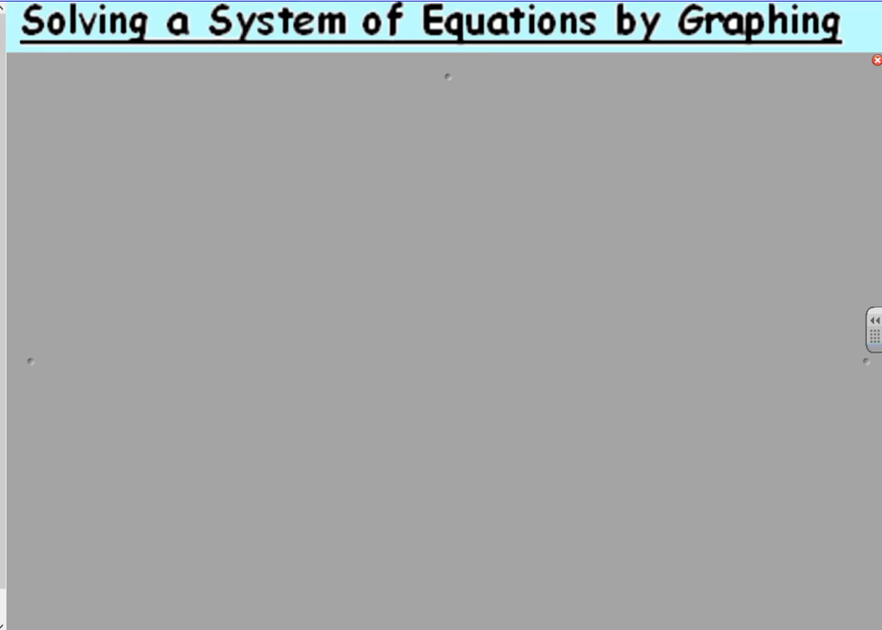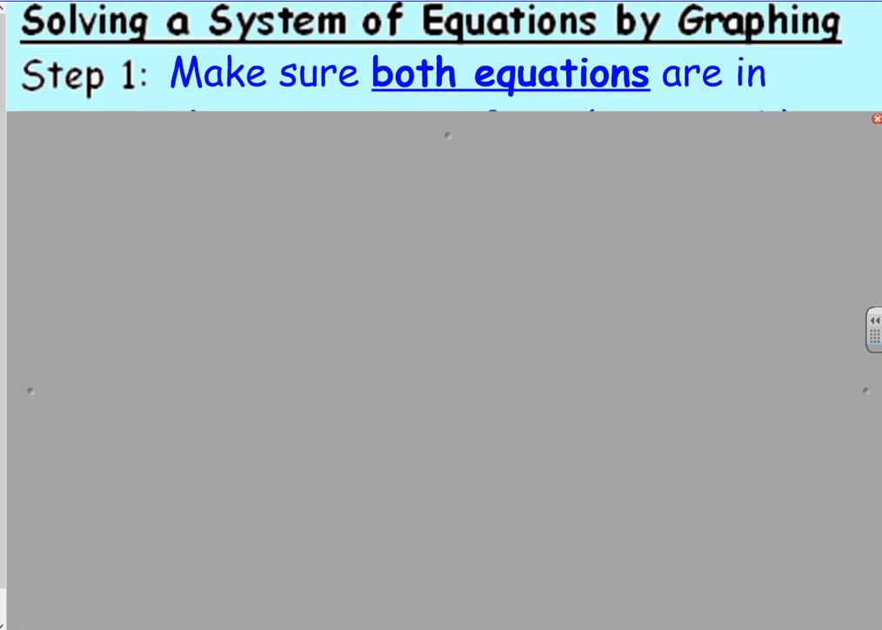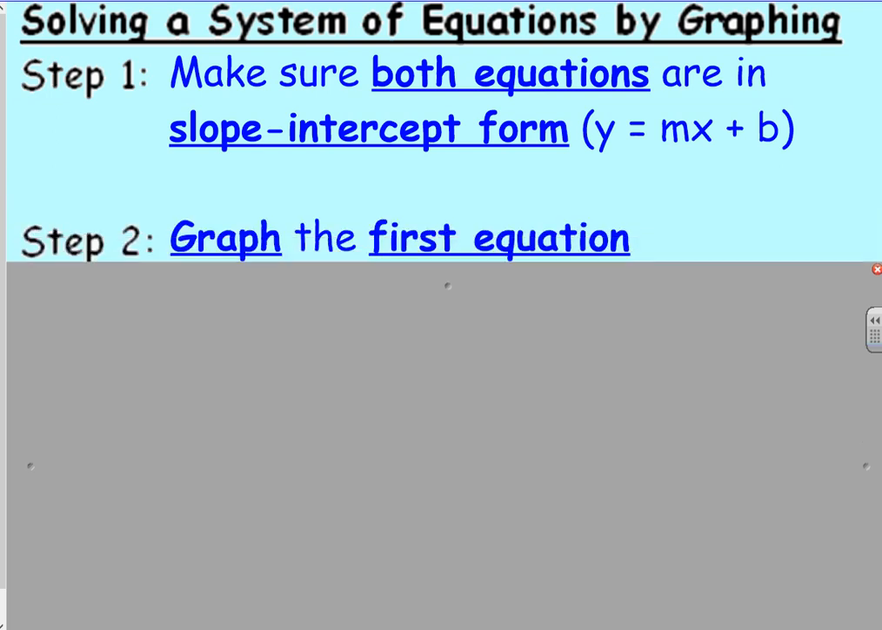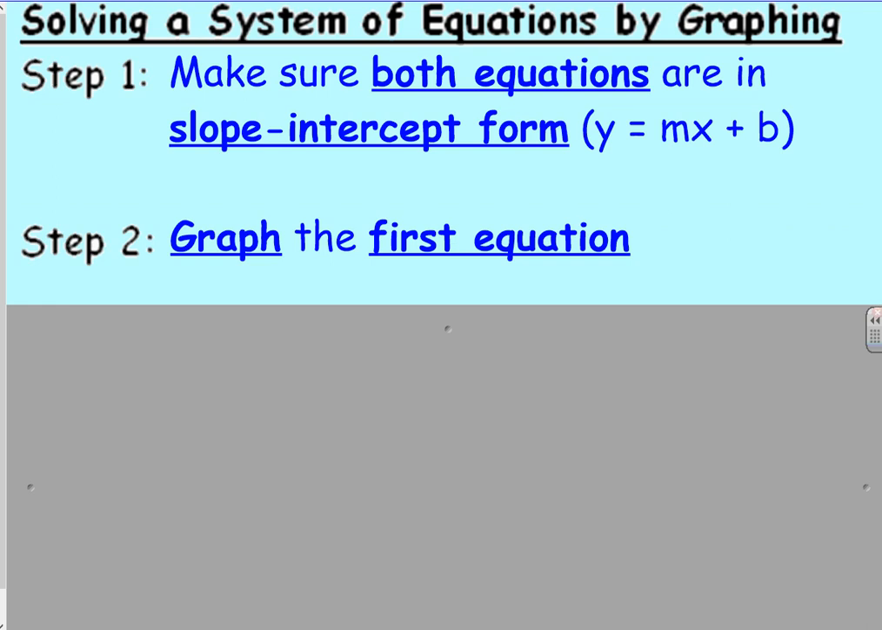So now we're going to talk about how to solve a system of equations by graphing. We're first going to make sure both equations are in slope-intercept form. That's y = mx + b. We're then going to graph the first equation. Remember, you begin with b and you move like slope.